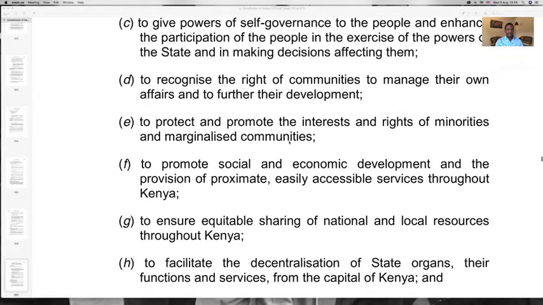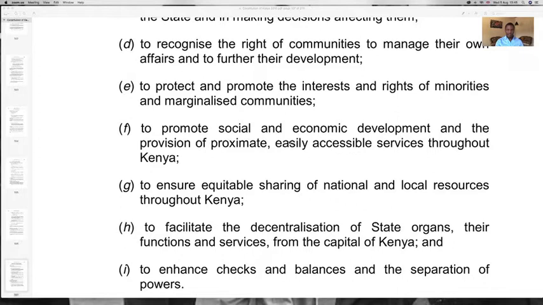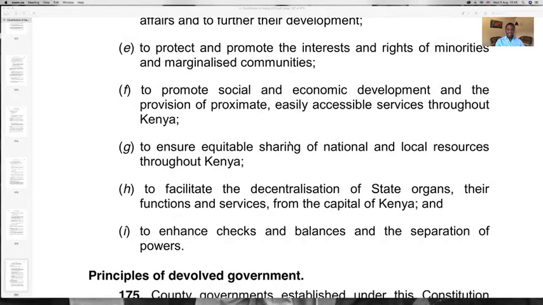The other objective is to recognize the rights of communities to manage their own affairs and to further their development, to protect and promote the interests and rights of minorities and marginalized communities, in that devolution ensures that the marginalized communities and the minorities are also protected by having their elected leaders.